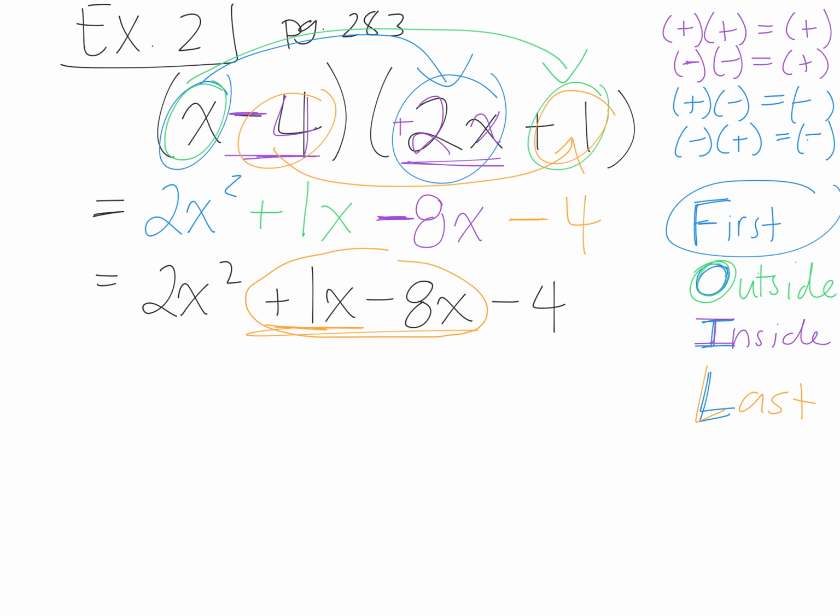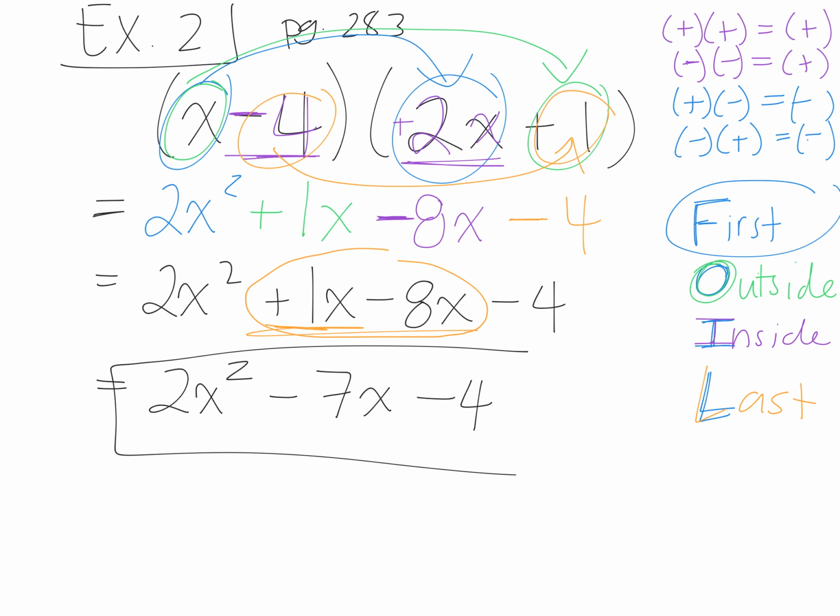I can take 1x and subtract 8x. We want to make this simplified, as short as you can. So I have 2x squared. What's 1x take away 8x? Negative 7x. And then we have minus 4. I know I'm done because I only have an x squared term, an x term, and a constant term. I cannot make this any shorter. This is as simplified as I can get.